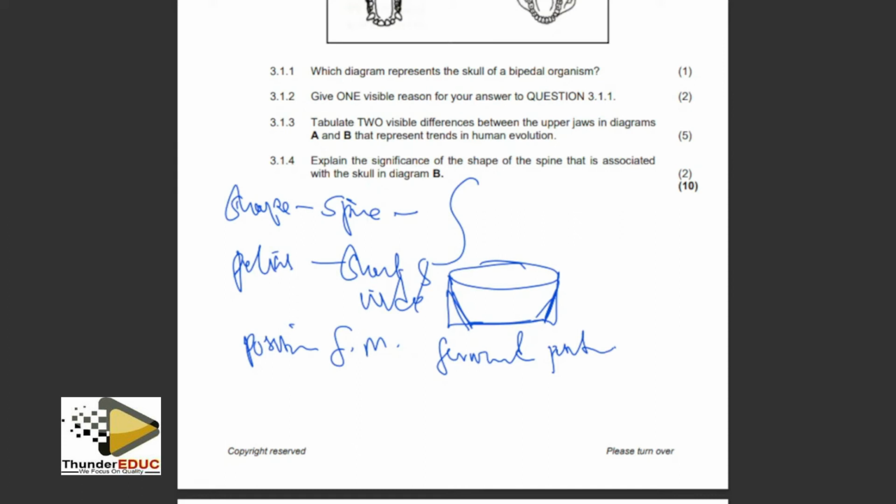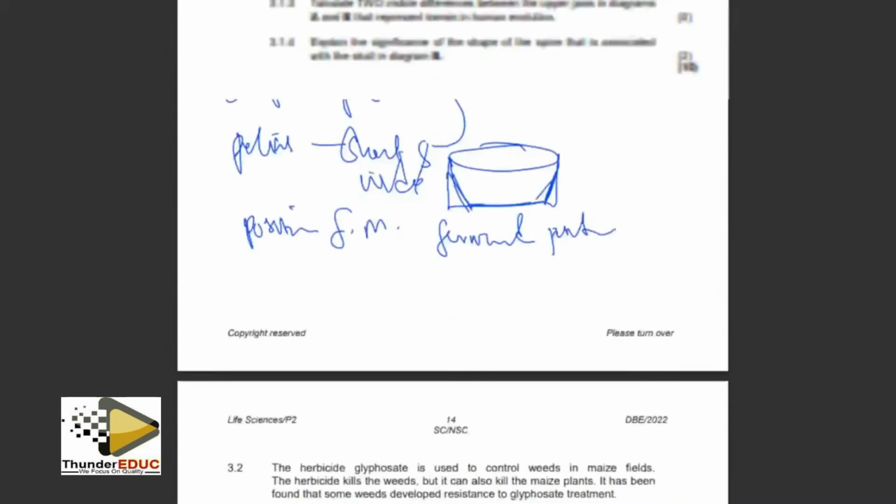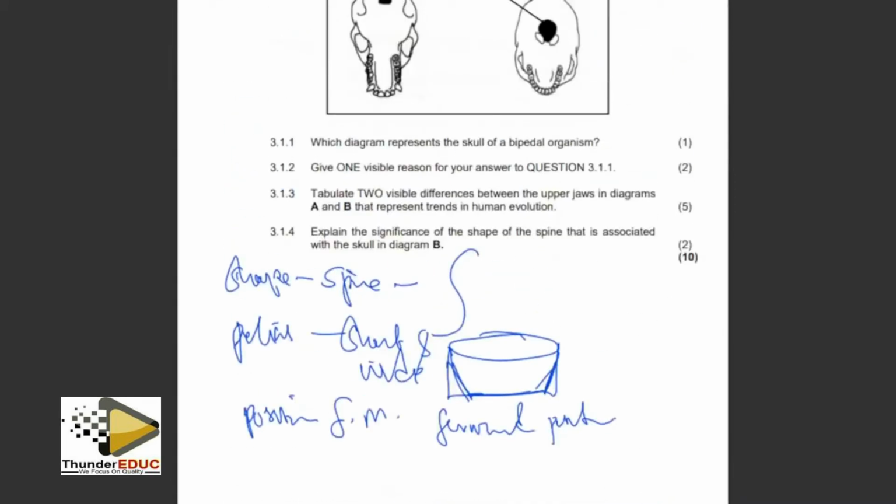So how is the shape of the spine able to allow for bipedalism? Shape here is S shape to allow flexibility. That's number one. And then pelvic girdle is short and wider to support the upper weight. Position of foramen magnum is in forward position to allow the spine to connect vertically. So basically, that's what you are supposed to tell us.